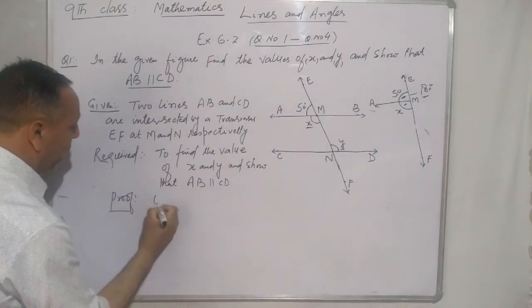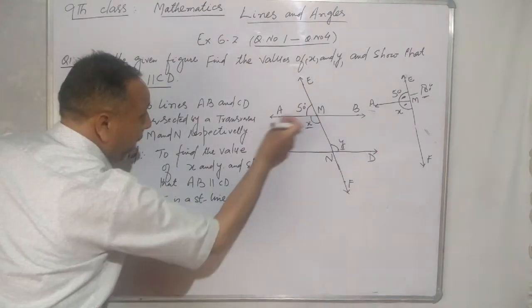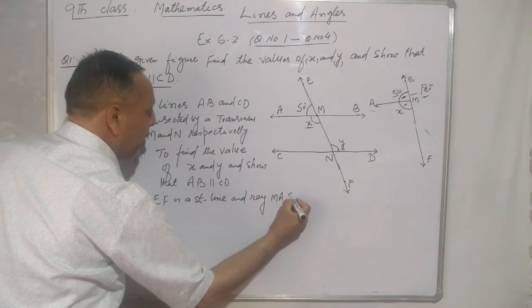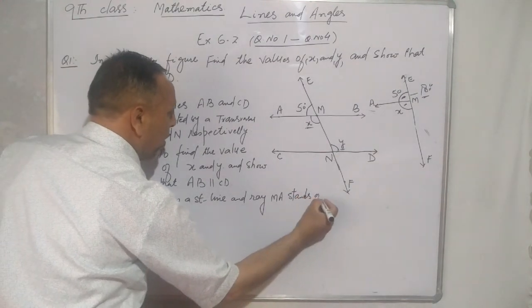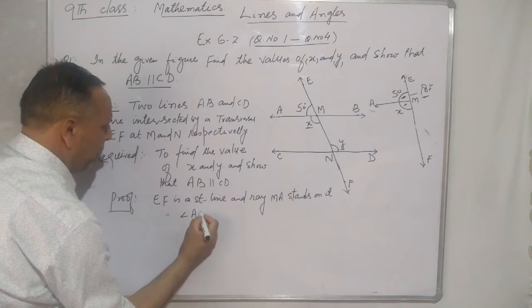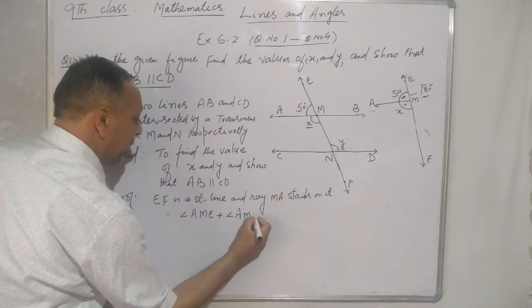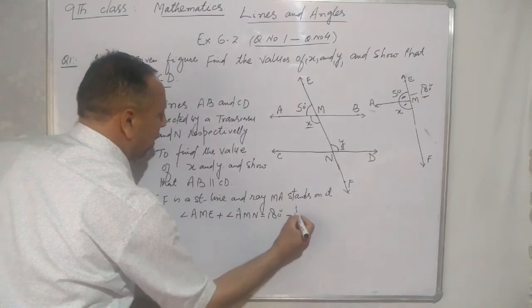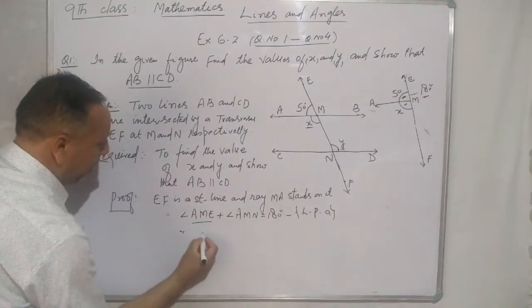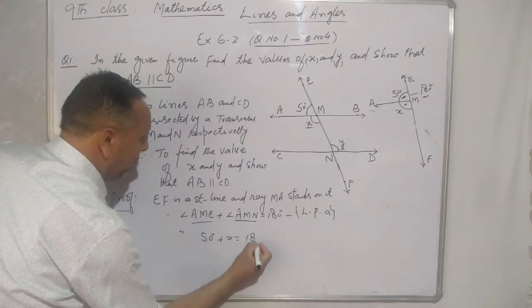Now EF is a straight line and ray MA stands on it. Therefore, angle AME plus angle AMN is equal to 180 degrees. These are a linear pair of angles. Now angle AME is 50 degrees, plus angle AMN, that is x, is equal to 180 degrees.